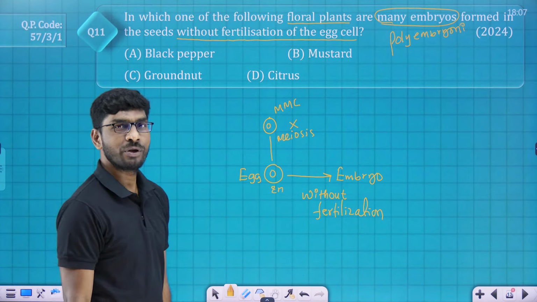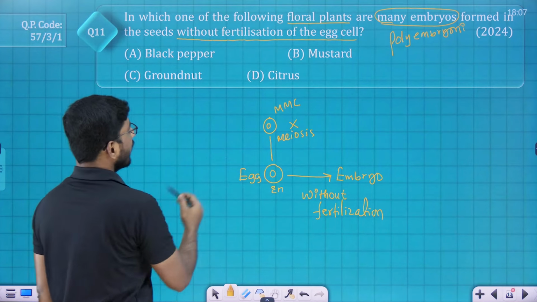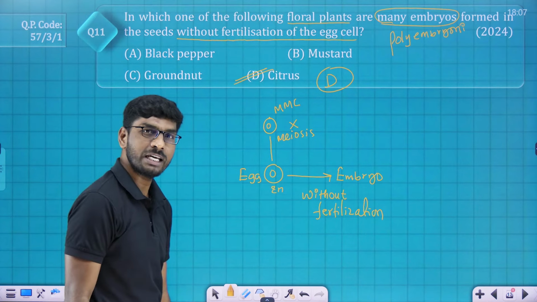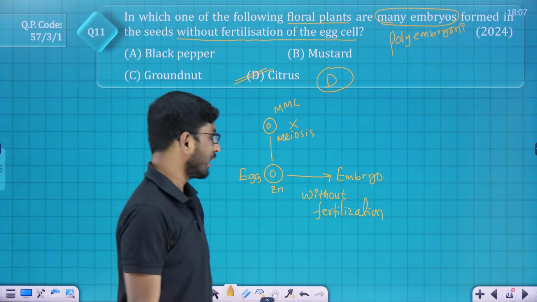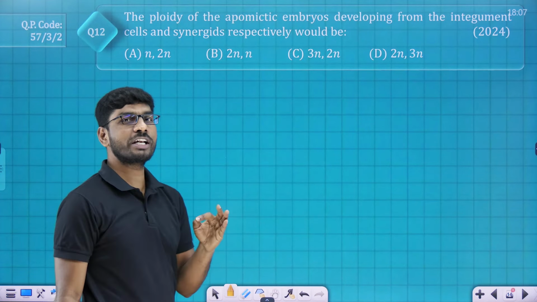Find out the correct answer. What is given here? Black pepper and mustard, groundnut, citrus. Option D is the correct answer. Am I clear? Come to the next question. This is an important question.